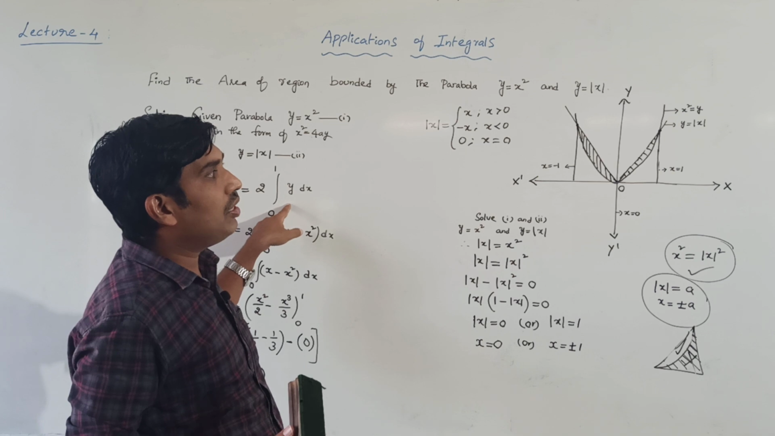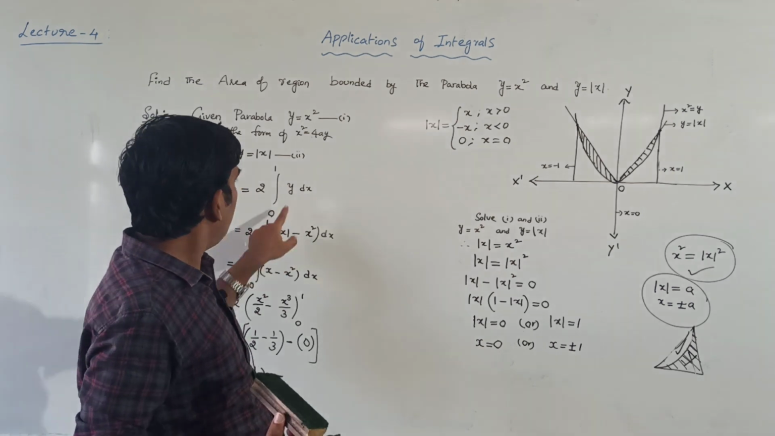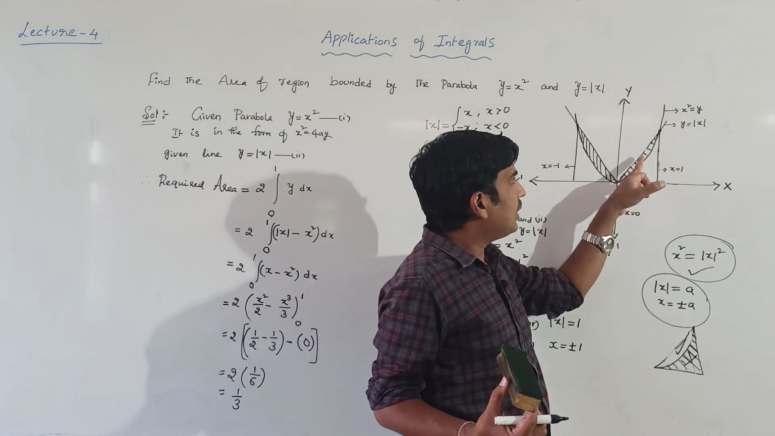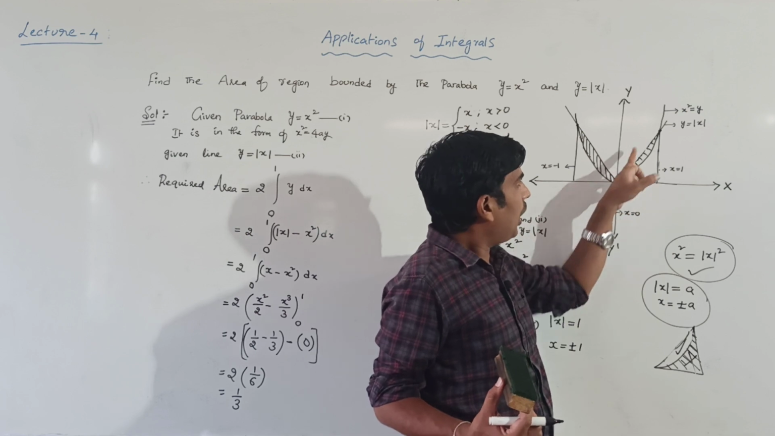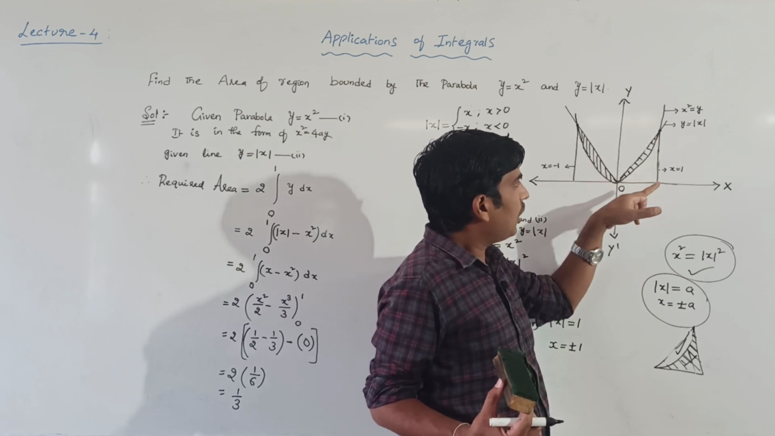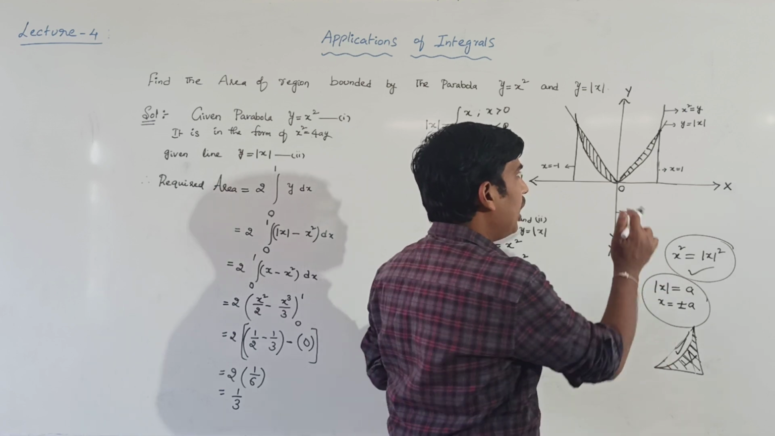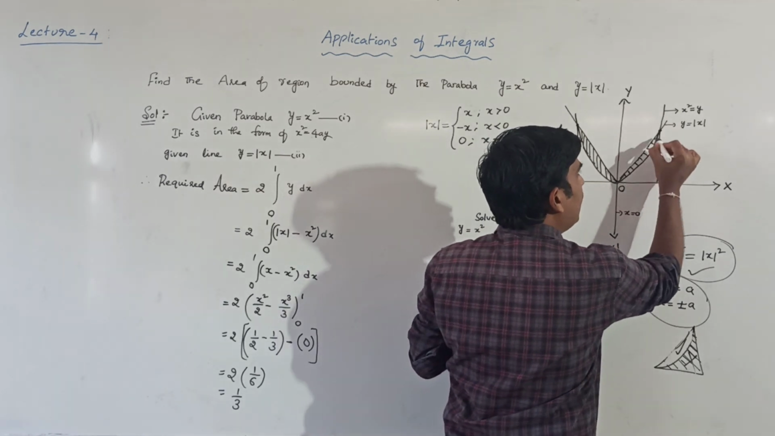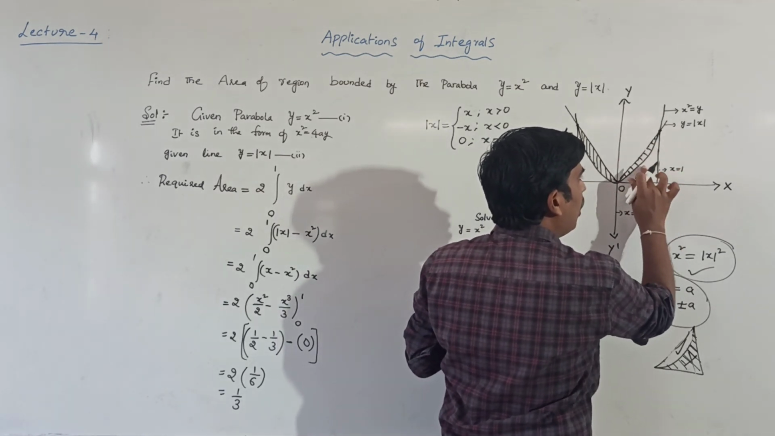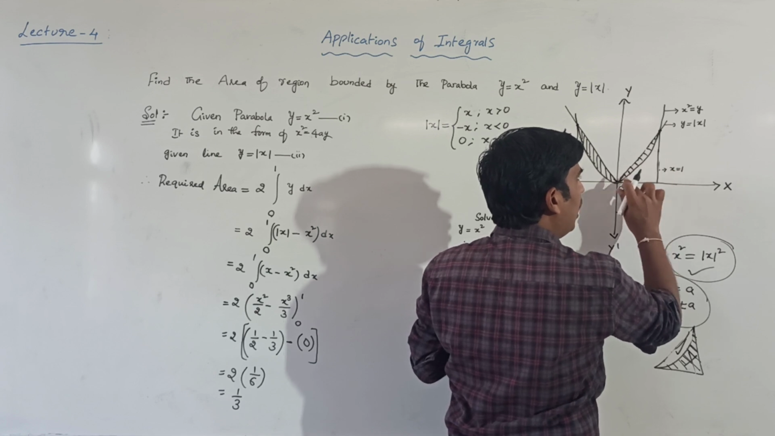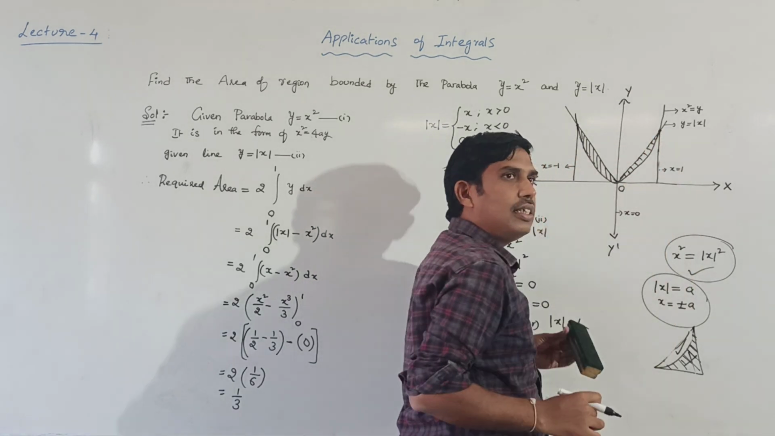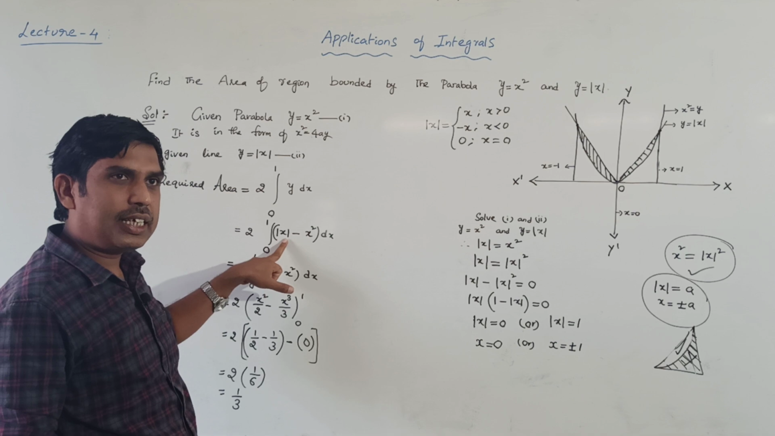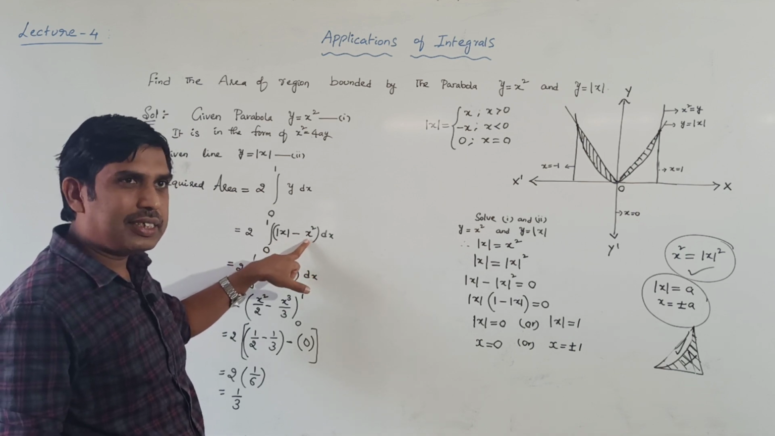So y dx, why? Because I took the area bounded with the x-axis, so we have to take the y value. How will this shaded region come? It is line area minus curve area. The line area is this total, and the curve area is this one. This one is not required. So remove this curve area from the line area to get the required area. That is why the line equation y value is modulus x, and the curve equation y value is x square.